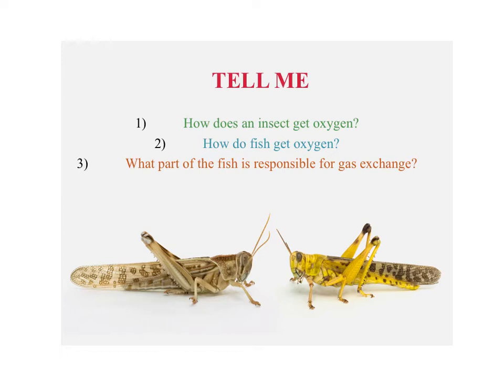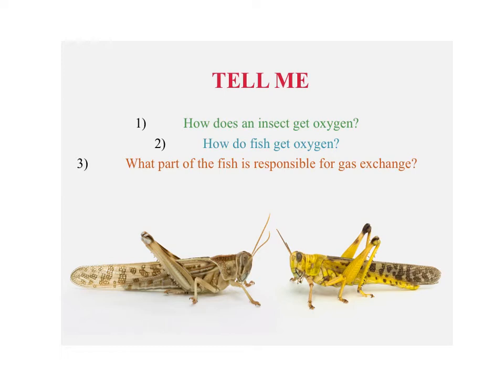Recapping the insects and moving on to fish. So remind me from last lesson, how does an insect get oxygen? How do fish get oxygen? You might know, you might not. And which part of the fish is responsible for gas exchange? So pause and play again when you're ready, and we'll go through those answers.